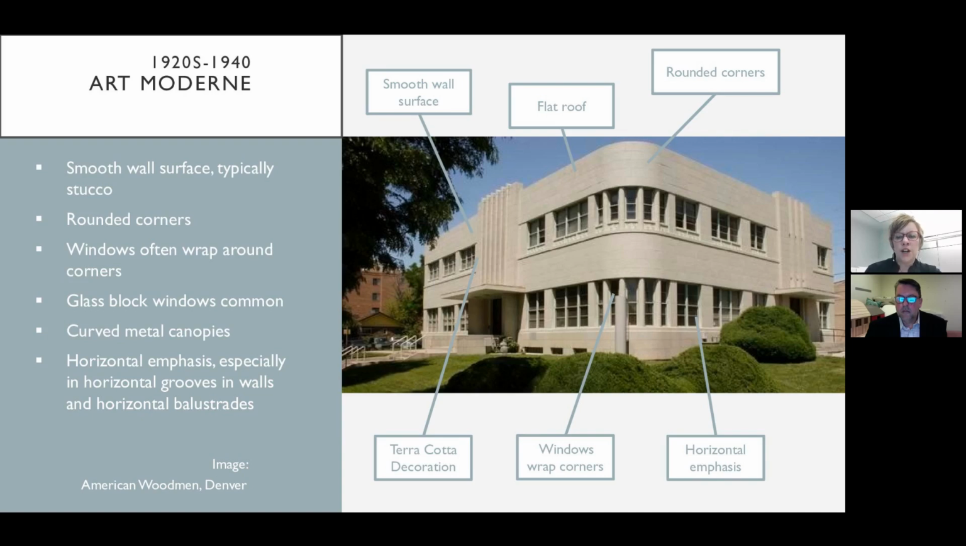So with Art Moderne, you get a real horizontal influence. You get these horizontal bands of windows that often wrap around curved corners. You have flat roofs rather than the stepped parapets. And you often have metal canopies or other kind of banding that really adds to that horizontal emphasis as well.